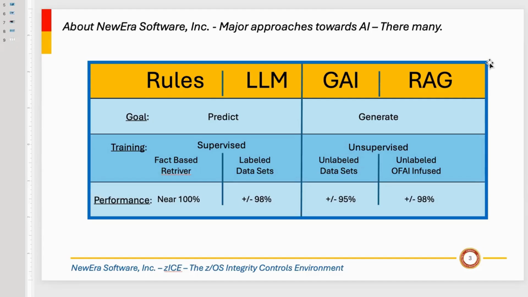So there are a whole bunch of different kinds here. The kind that we are talking about when we talk about AI for systems programmers is rule-based AI, fact-based retrievers that either are at 100% or can achieve 100% because the data scientists who are programming them can easily change the rules and the retrieval prompts that are necessary in order for them to perform their job.